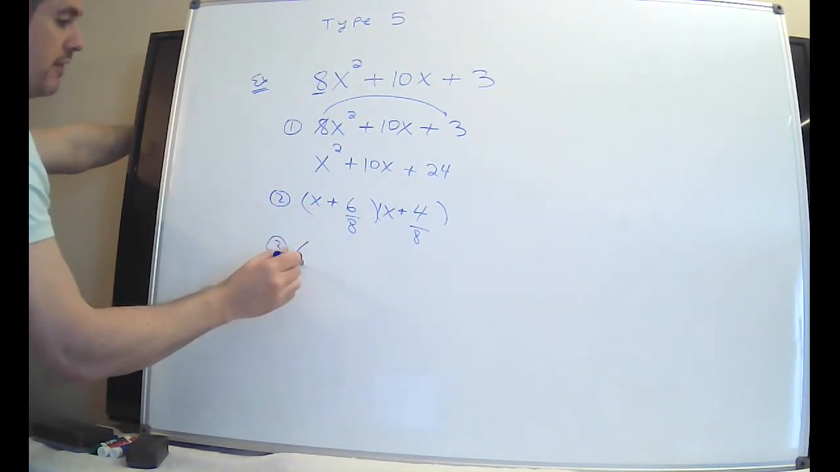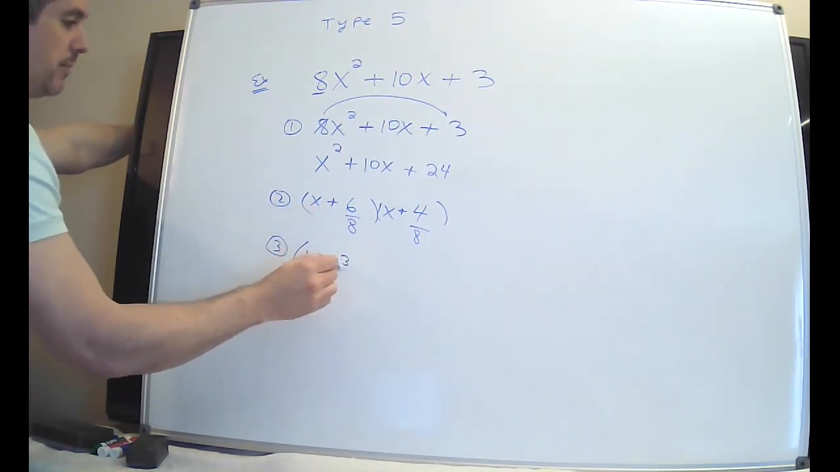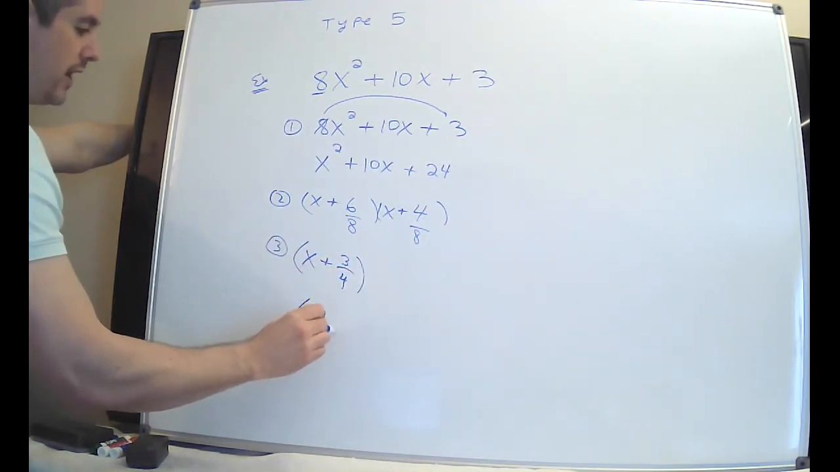6 and 8 are even numbers, meaning you can divide them by 2. Half of 6 is 3. Half of 8 is 4. And now move the 4 up. So that's the first one.